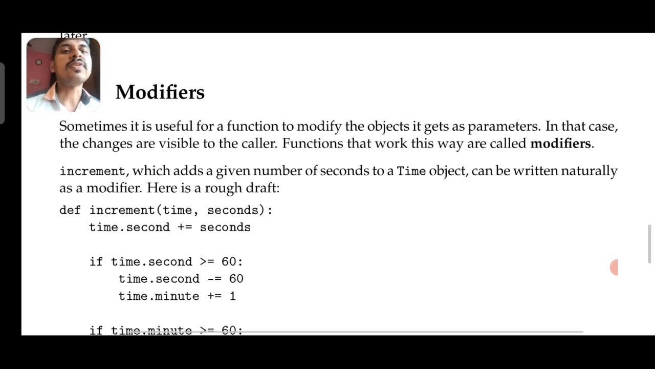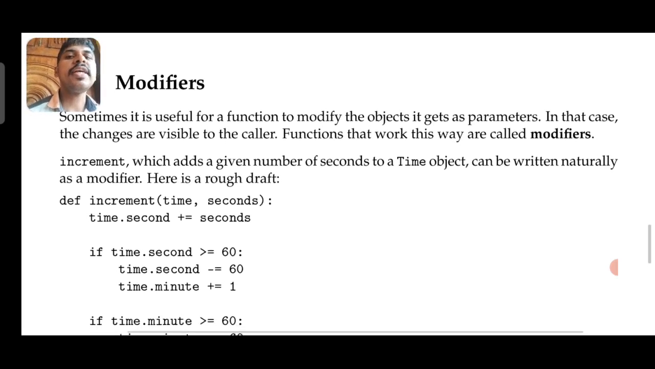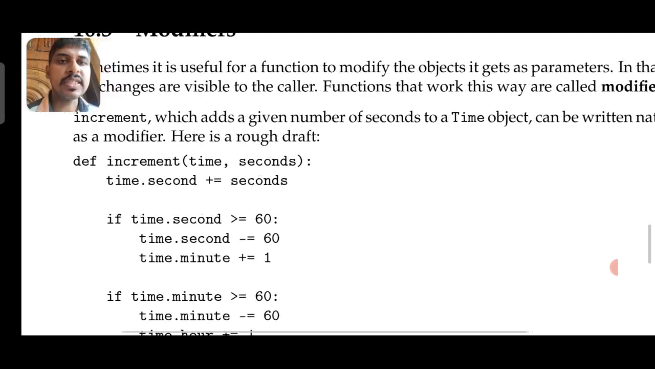Sometimes it is useful for a function to modify the object it gets as a parameter. In that case, the changes are visible to the caller. A function that works this way is called a modifier, which lets the function update or modify the object to generate the result in our required format. Then increment, which adds a given number of seconds to a time object, can be written naturally as a modifier. So here is the rough draft for the same.